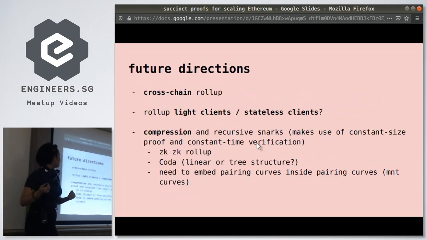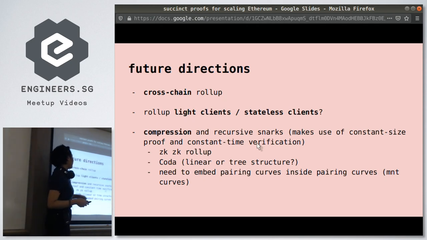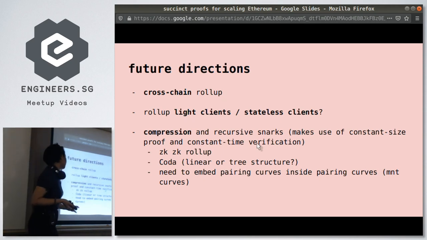So there are some future directions that, this slide is a little bit outdated. But basically this construction can be applied to more than just layer two. So for example, it can be applied to communications between blockchains. It can be applied to light clients or stateless client models.